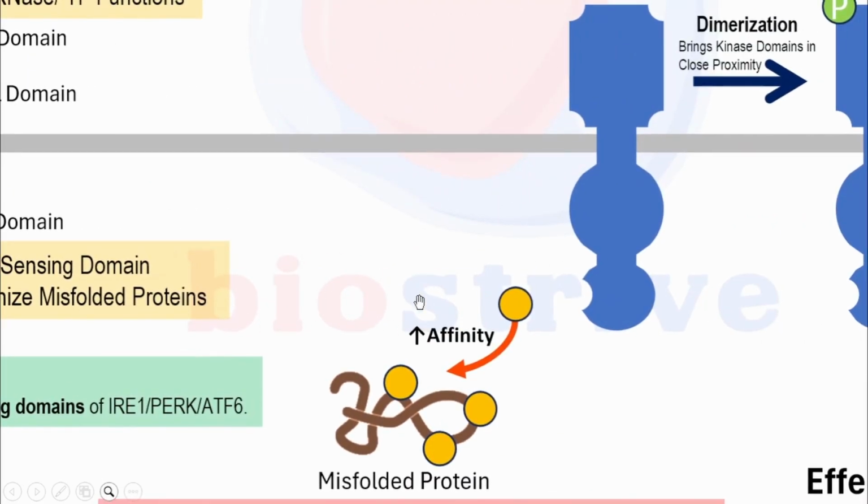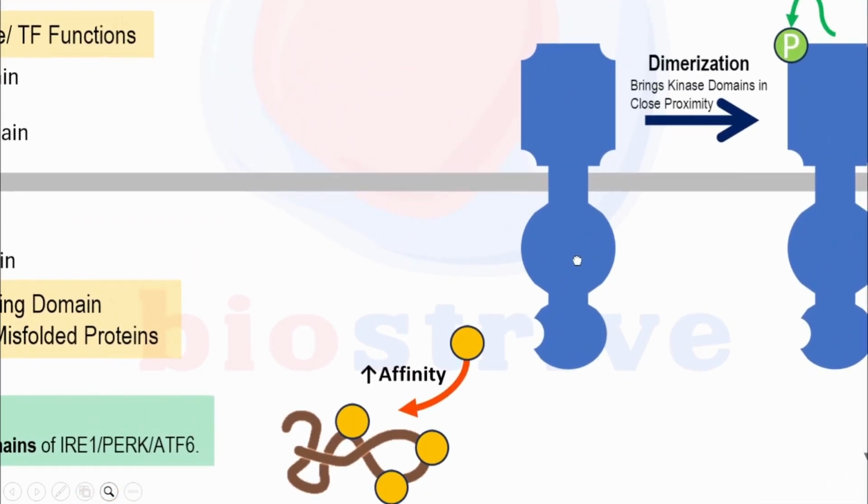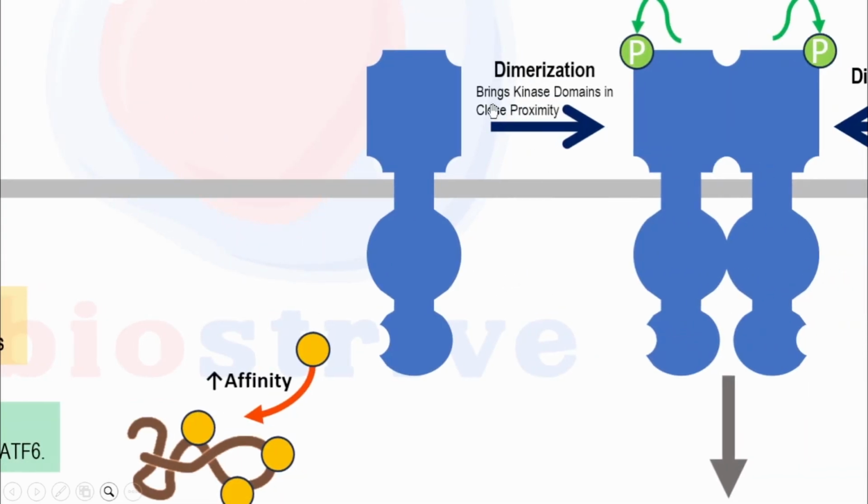Now let's see the contrast. When protein is misfolded or some kind of ER stress is going on, there might be hypoxia, glucose deprivation, or any kind of viral attack, and there are misfolded proteins. When the misfolded protein concentrations start rising, BIP will show higher affinity towards these misfolded proteins and will bind with them, which will make the stress receptors free. When these stress receptors are free from BIP proteins, they become active.